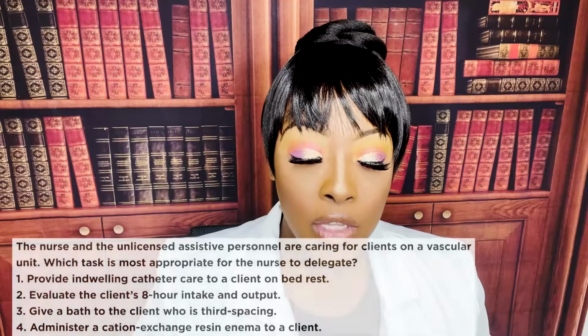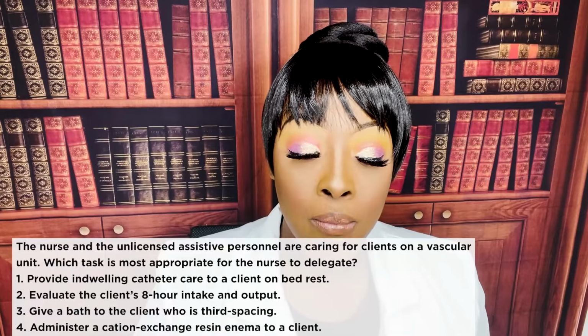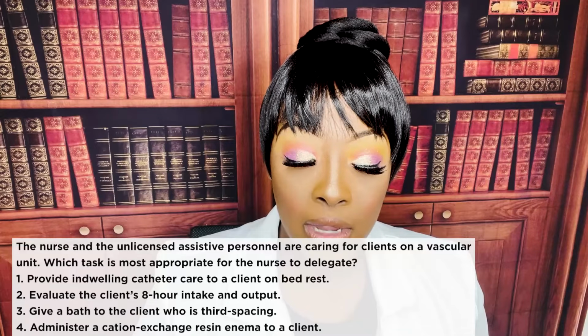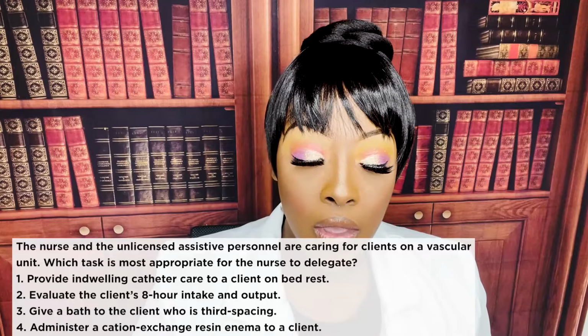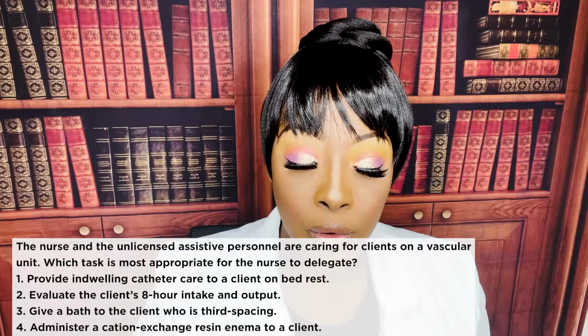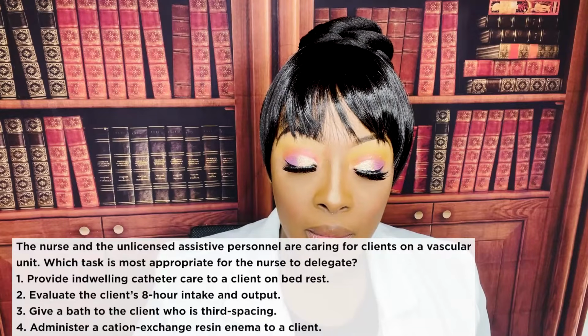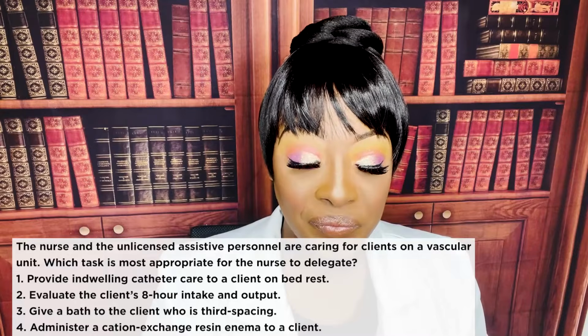Okay. Next question. The nurse and the unlicensed assistive personnel are caring for clients on a vascular unit. Which task is most appropriate for the nurse to delegate? 1, providing indwelling catheter care to a client on bed rest. 2, evaluating the client's 8-hour intake and output. 3, giving a bath to the client who's third spacing. 4, administer a cation exchange resin enema to a client. I love this question, by the way.